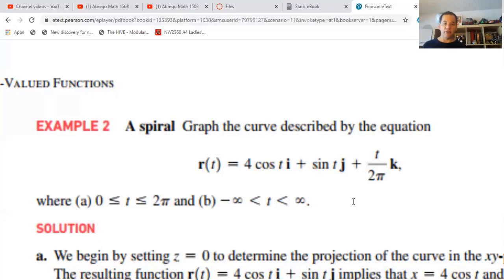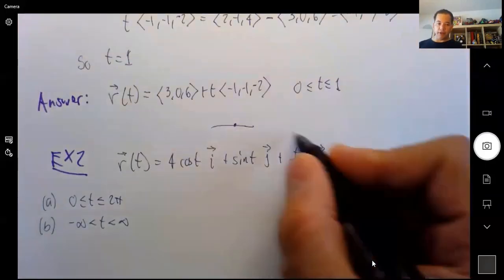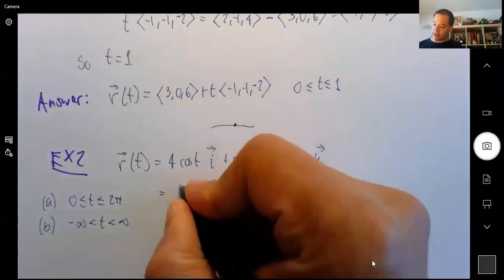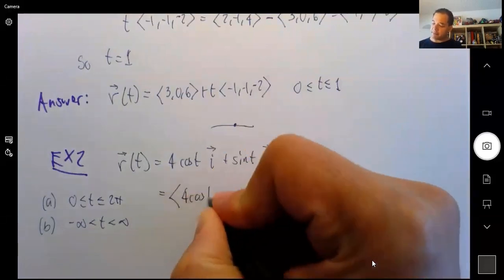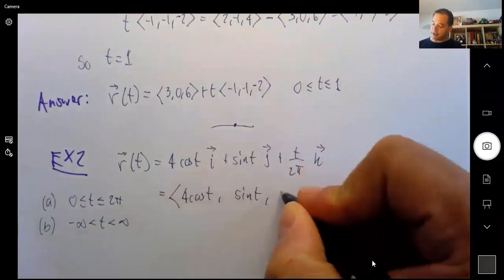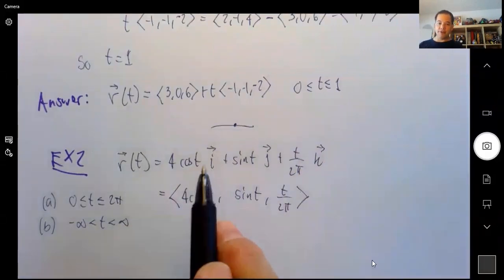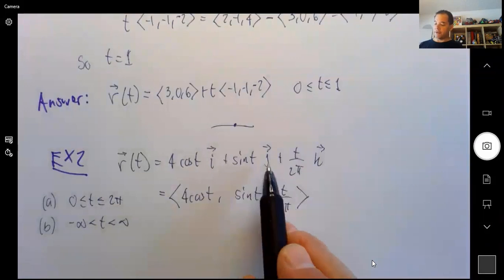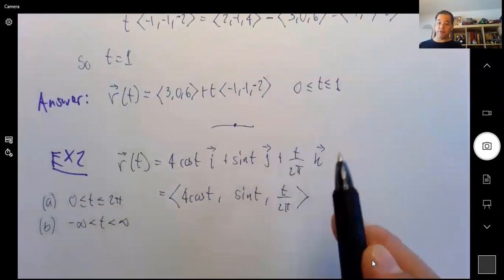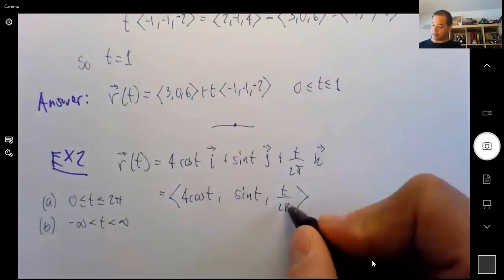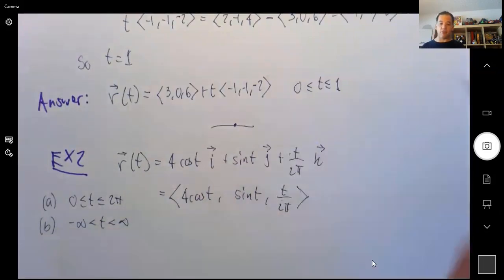All right, so let me go back to the page. And this is what I was telling you. You can write it like this, or you can write it like this. It's the same. It's a different way of writing things, because we already know that i is the vector 1, 0, 0, j is the vector 0, 1, 0, and k is the vector 0, 0, 1. So you can do it like this or like that. Either way is acceptable and correct.